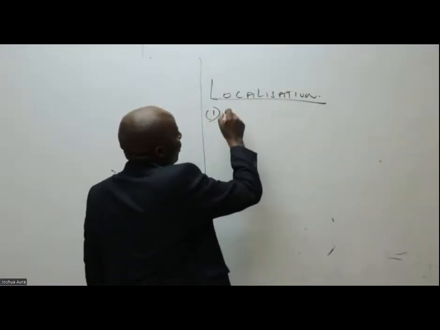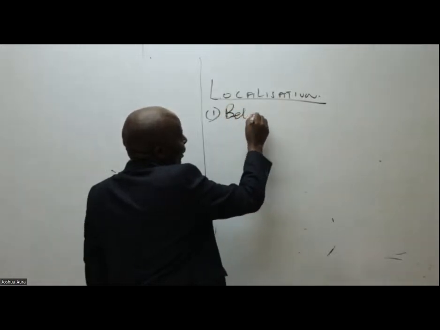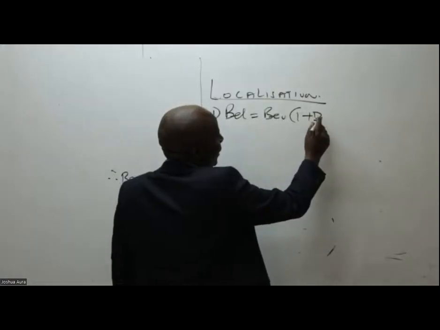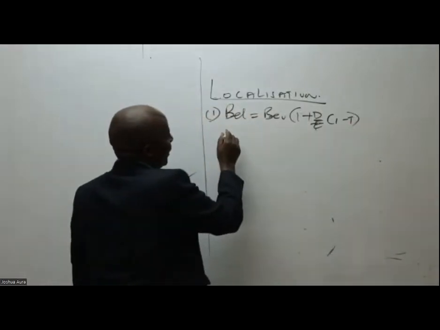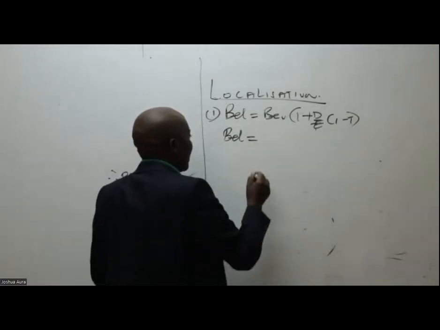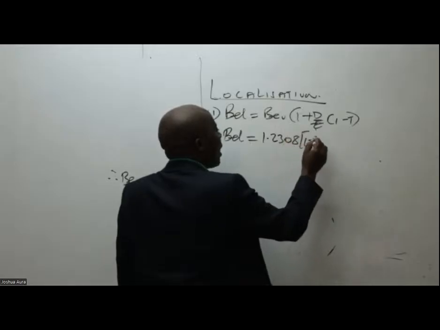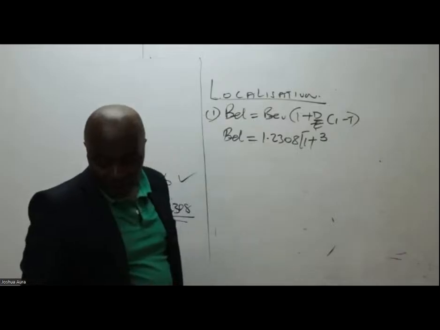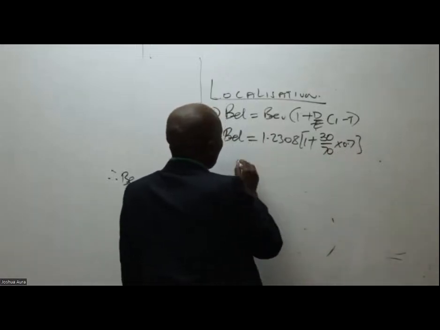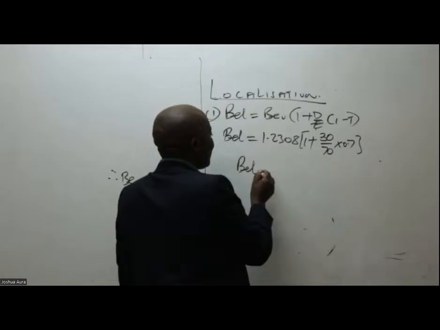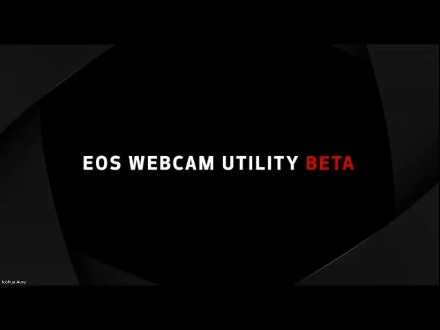So in this case, localization is normally done using Hamada's model. We know that BEL should be equal to BEU into 1 plus debt over equity into 1 minus T. So my BEL localization here will be equal to BEU, 1.2308, into 1 plus debt 30 over equity 70, which is 0.7 into 1 minus tax. The answer for BEL will be very similar to the one we got earlier.